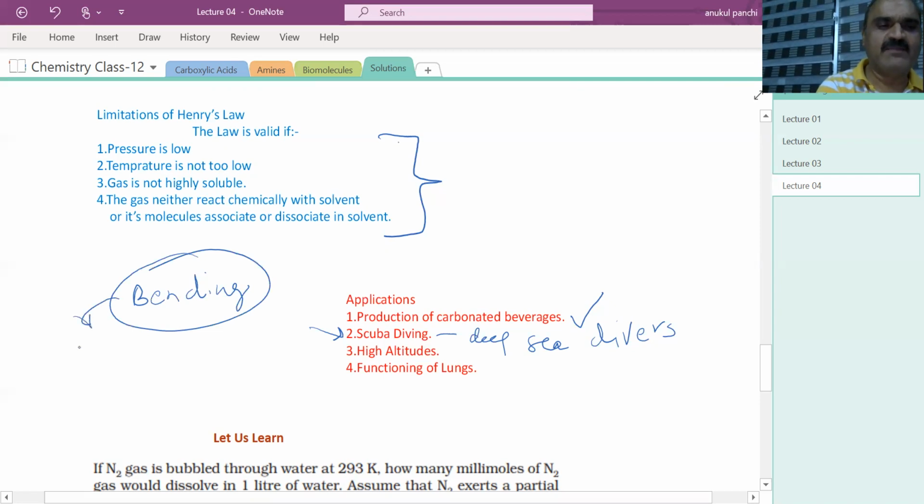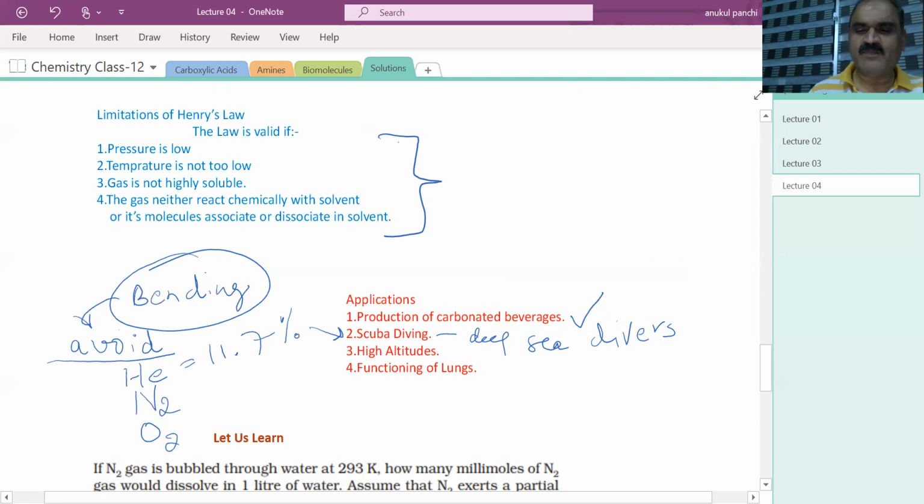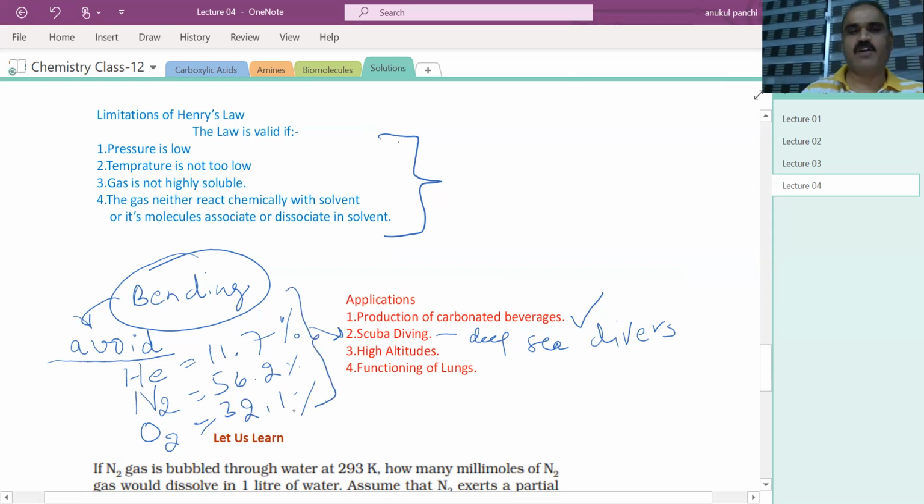To avoid bending, so that the scuba diver does not have pain or adverse effect on his body, we mix helium gas into his air. Air normally contains nitrogen and oxygen. We put 11.7% helium, and 56.2% nitrogen, which is normally 80%. And the remaining, that is about 32.1% oxygen. This is the composition of the gas cylinder of a scuba diver.